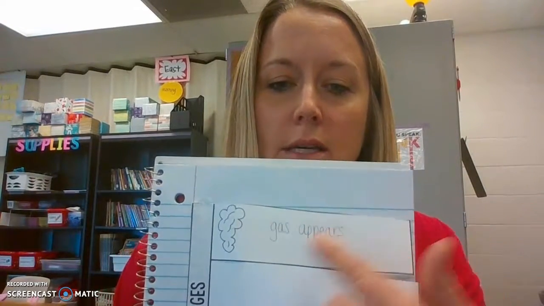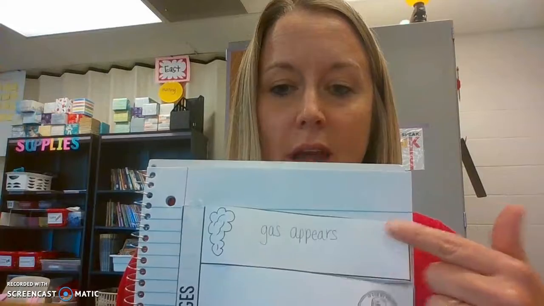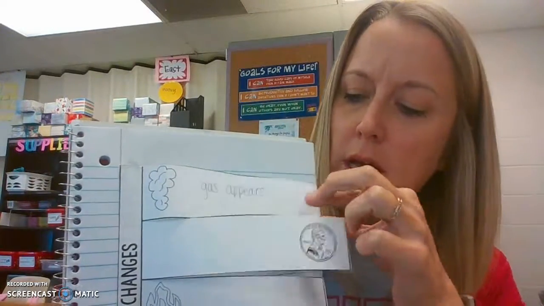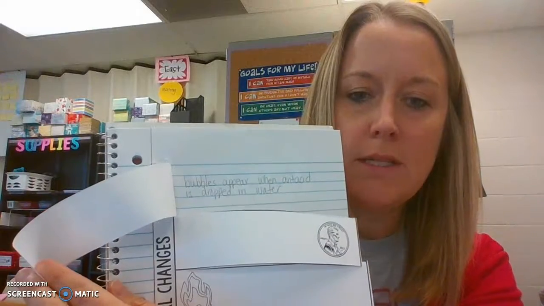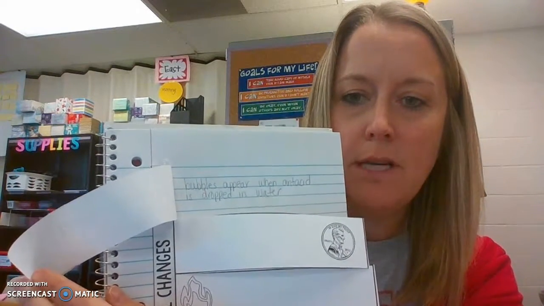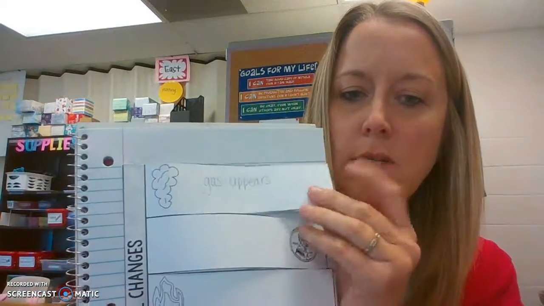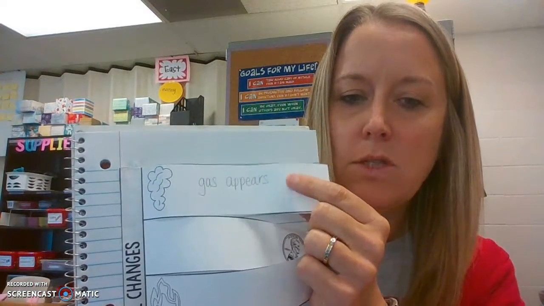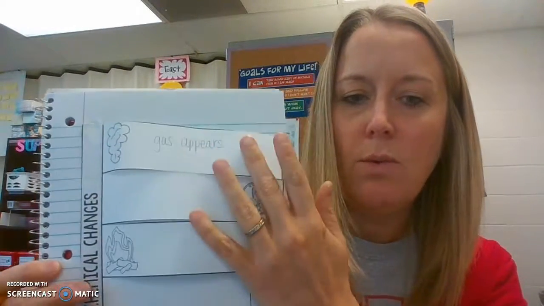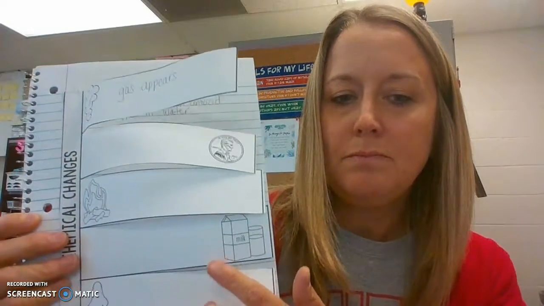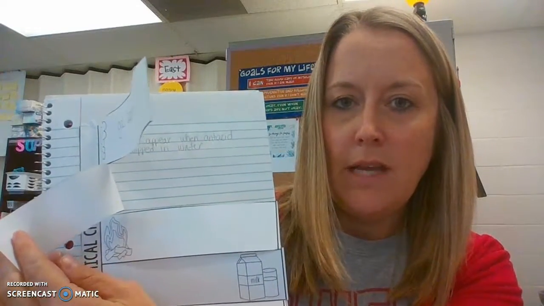Okay, so on the outside, this over here is a picture of gas. So on the outside we wrote gas appears. And then on the inside, when you open it up, it says bubbles appear when an acid is dropped in the water. So you are going to write what I've typed in Schoology. You'll write it on the outside, and then you'll also write on the inside. So when you are finished, each one of these has something on the outside, and when you open it, it has information on the inside. If you need help or get stuck, please raise your hand.